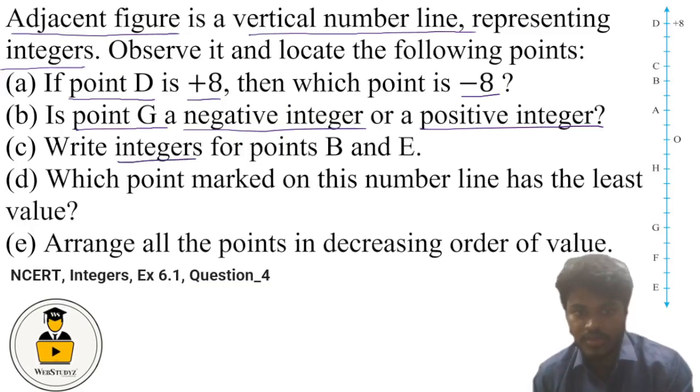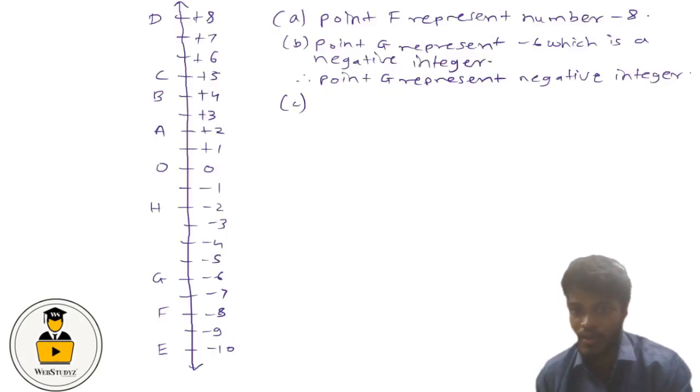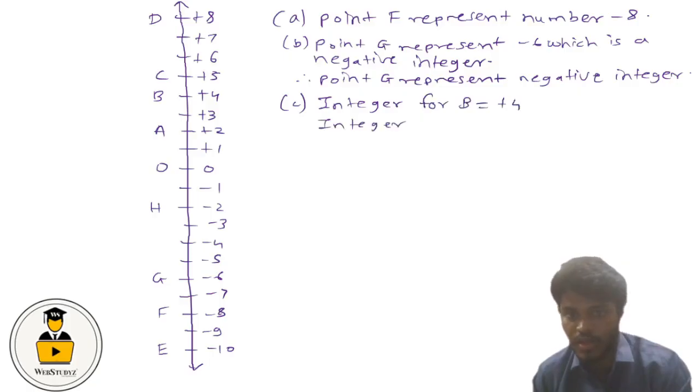Question C states: write the integer for points B and E. So for B and E we have to find the integer. If we look at the number line, we can see that B represents plus 4. So we can write the integer for B is plus 4. And similarly, we have to find the integer for E. If you look at the number line, E is at the last. So the integer for this is minus 10.